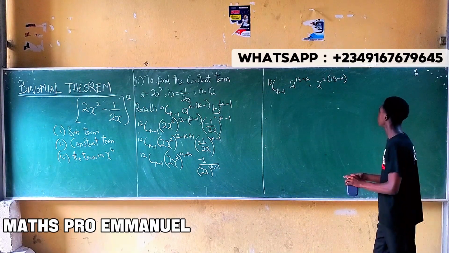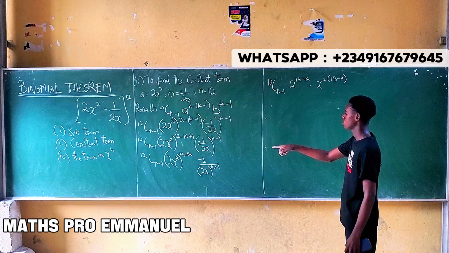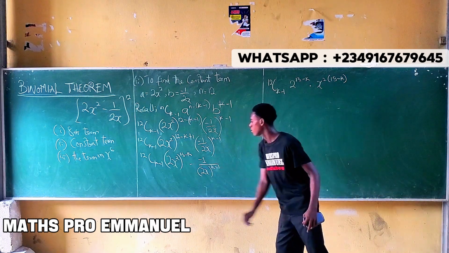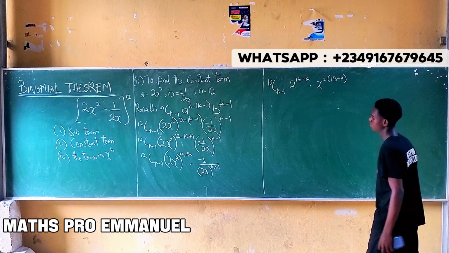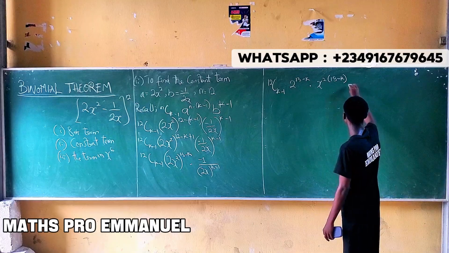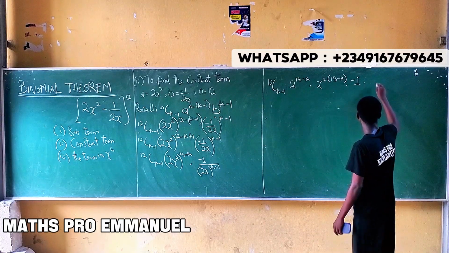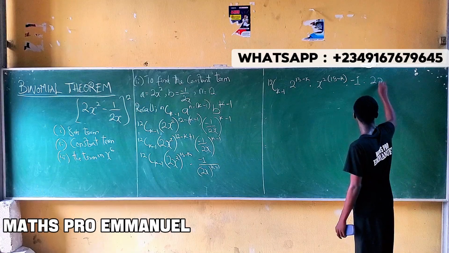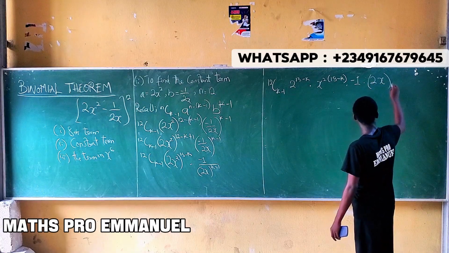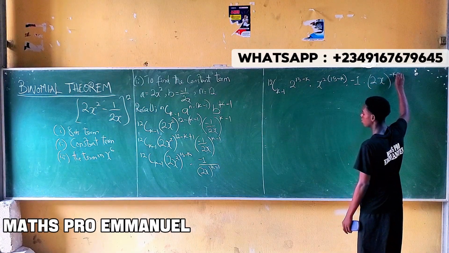That's it. So now we have our minus 1. There's a multiplication sign here. Minus 1 all over that. So I'll have minus 1 multiplied by 2x all raised to the power of minus k minus 1.